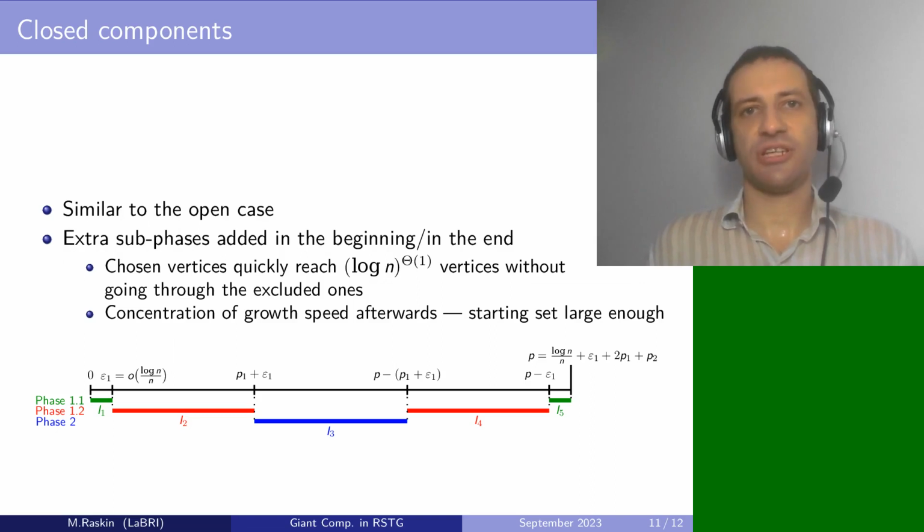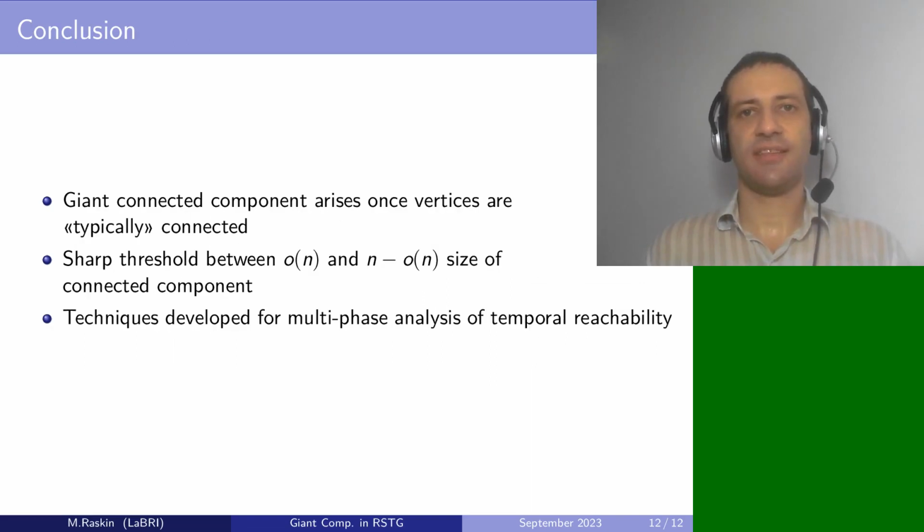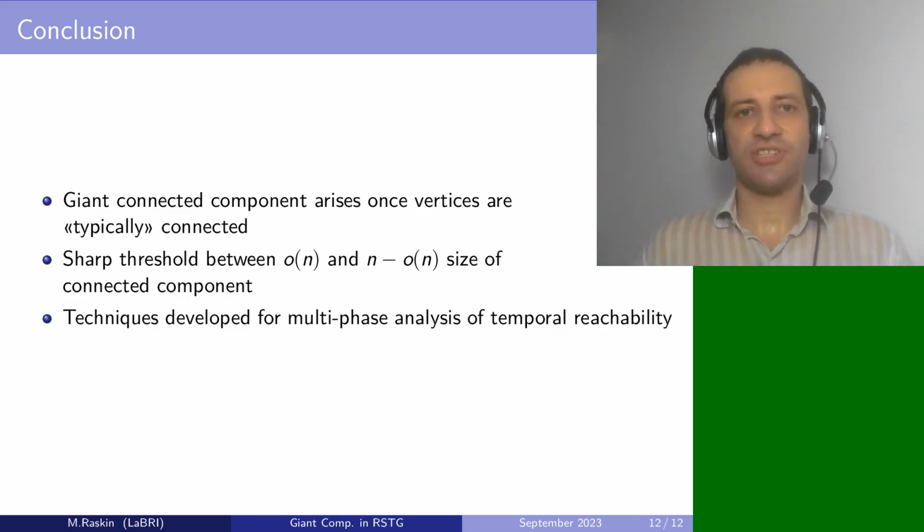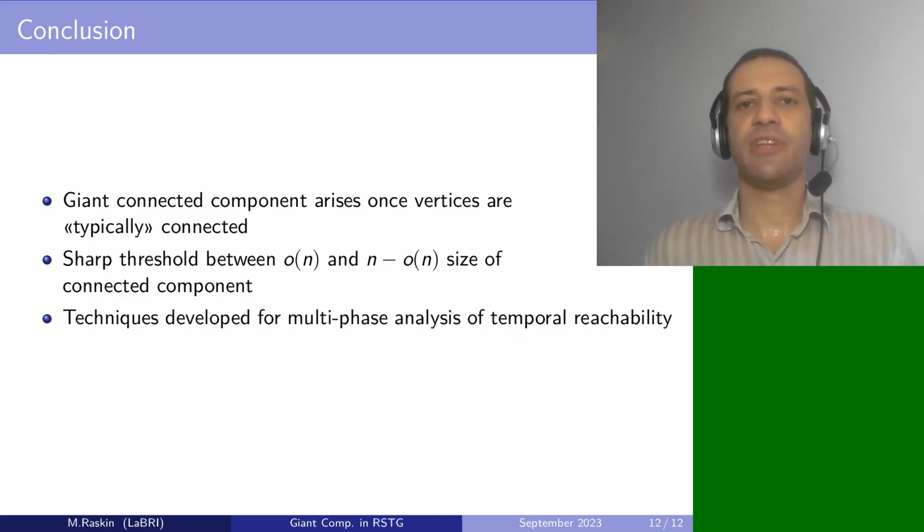So, for the conclusions: in random simple temporal graphs, in Erdős-Rényi temporal graphs, a giant connected component arises approximately as soon as vertices become connected in the typical case. There is a sharp threshold between the maximum connected component being small, o of n, and the maximum connected component being n minus o of n, containing almost all vertices. And we have developed techniques for various tricks in the multi-phase analysis of temporal reachability.